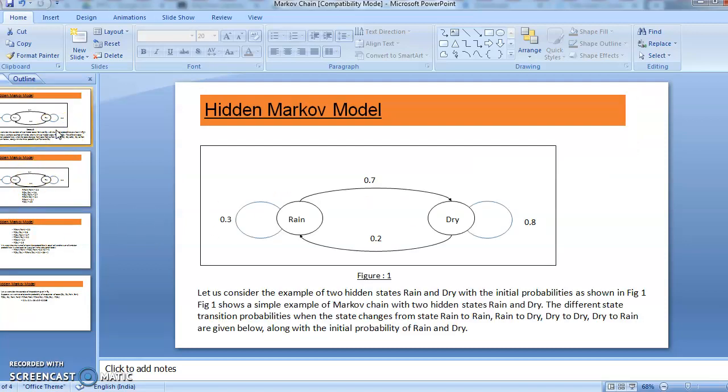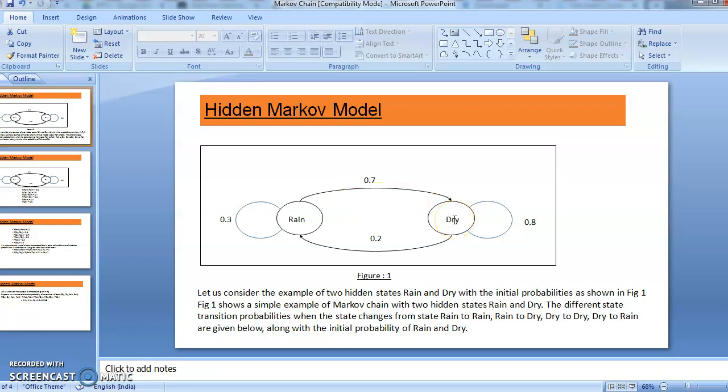First, just recall the concept. I will give one example which was asked in the previous question paper. That question will be the same, just like this explanation. First of all, in this example I have explained the two hidden state Markov chain. Here there were two hidden states, one state was rain, another state was dry.